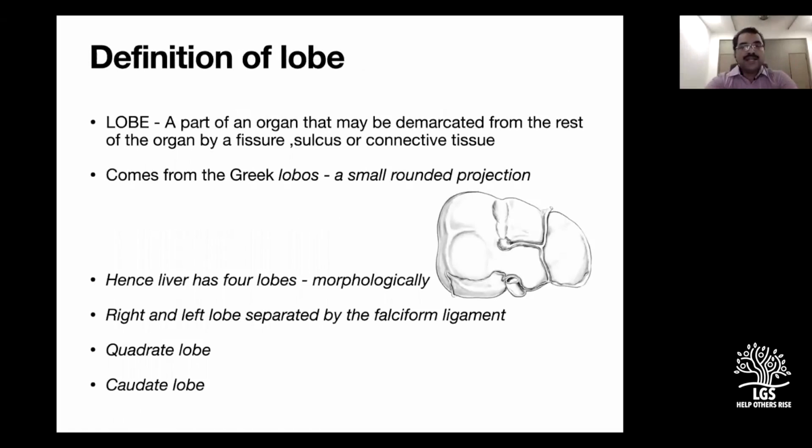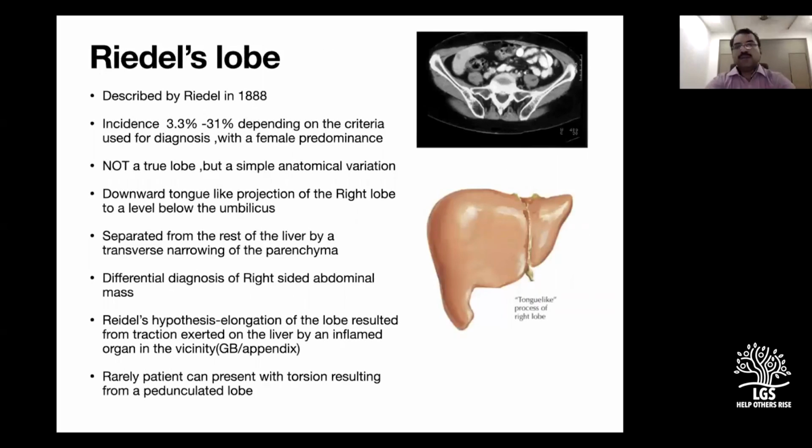So coming to the anatomy of the liver, by definition, a lobe of a liver or any organ is a part of an organ that may be demarcated from the rest of the organ by a fissure, sulcus, or a connective tissue. So it comes from the Greek terminology called lobos. Hence the liver has four lobes morphologically, because these are the four lobes described by sulci or fissures. So the liver has a larger right lobe and a smaller left lobe, a quadrate lobe and a caudate lobe. We will hear more about lobes later.